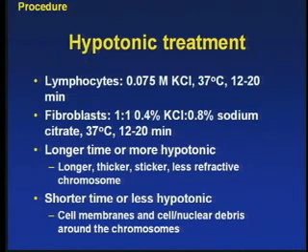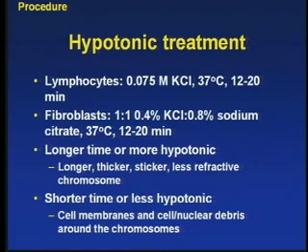The purpose of the hypotonic solution is that you want to swell the cell to the point it doesn't burst, but it still retains some of the integrity of the cells. So you have to use different kinds of hypotonic solutions. For most other types of cells, you have to use this particular one, the 1:1 ratio of KCl and sodium citrate at 37 degrees for 12 to 20 minutes.